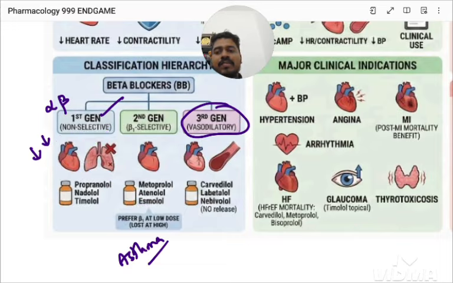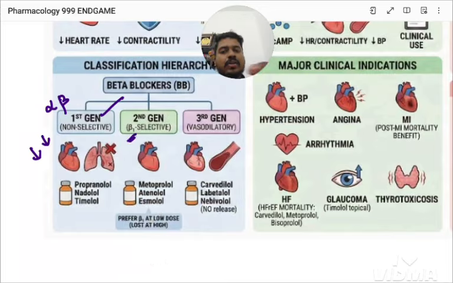So which are the examples? We have propranolol, nadolol and timolol. Out of this, timolol is a topical beta blocker that is used in glaucoma. So timolol is used in glaucoma. Okay, now coming to second generation, which are very specific for cardiac, beta 1 only. Okay, they don't have effect on the lungs and other tissues. So these are metoprolol, atenolol and esmolol.